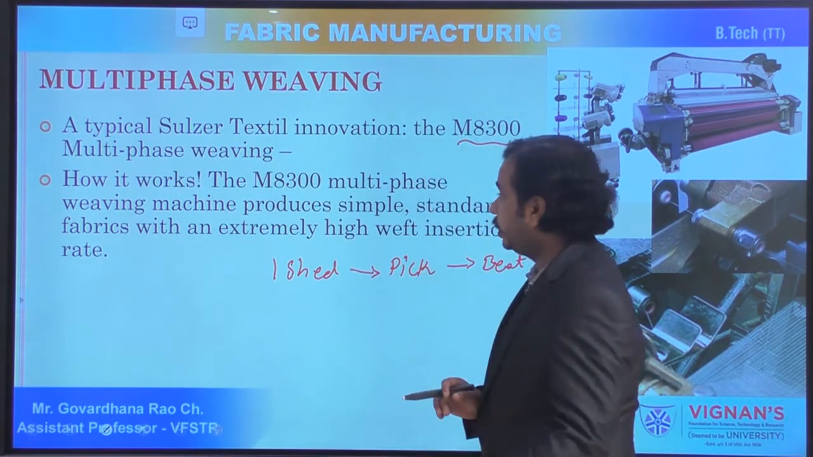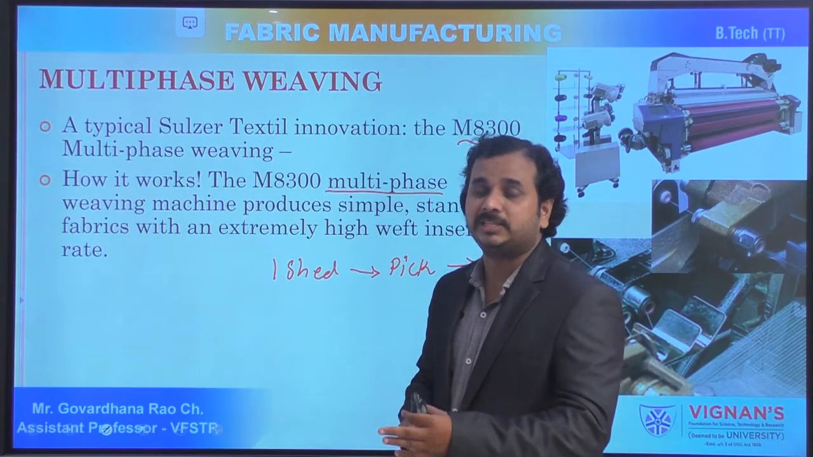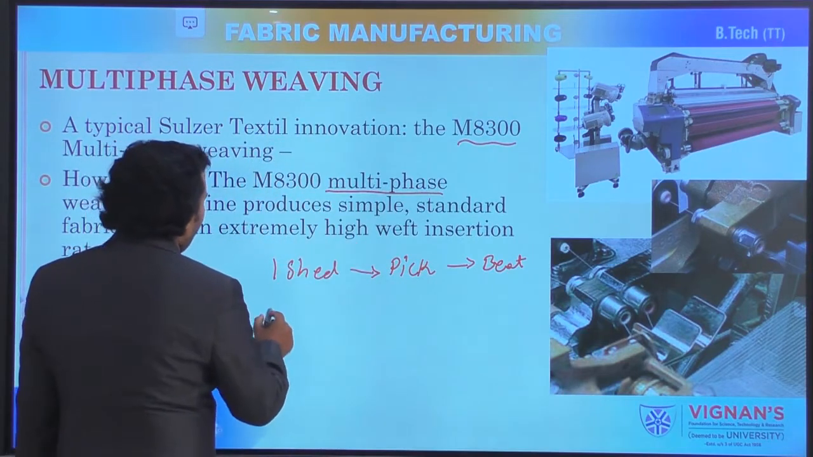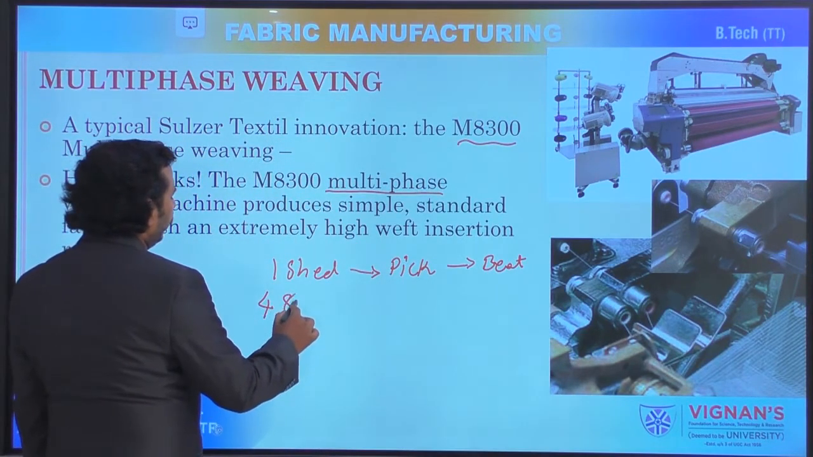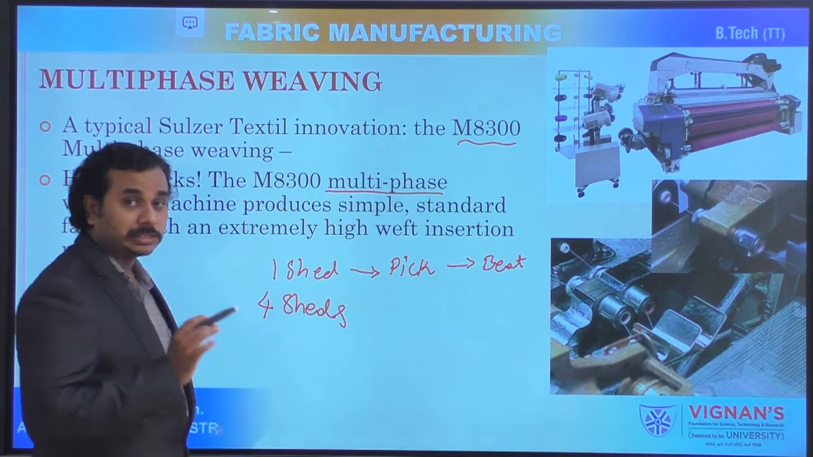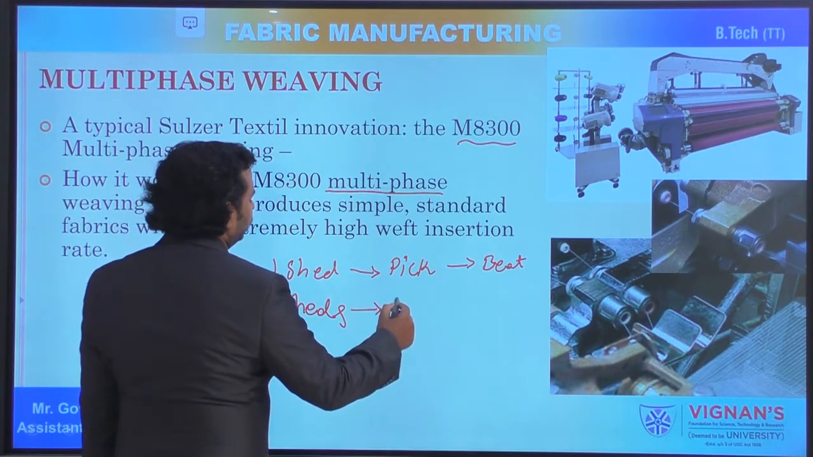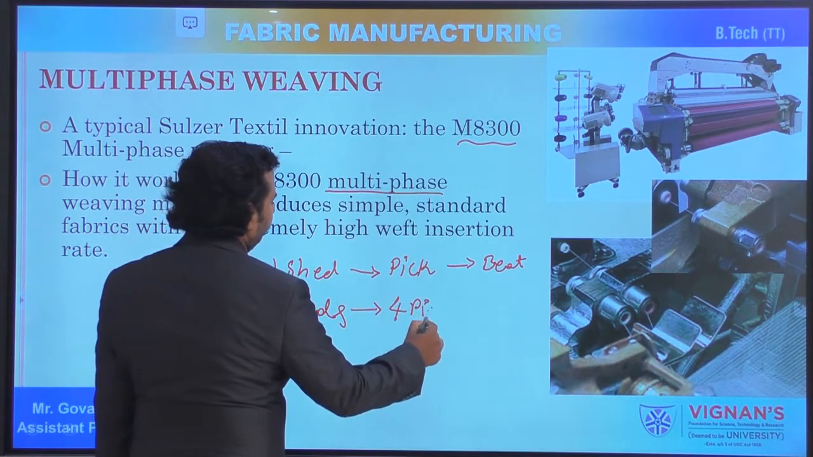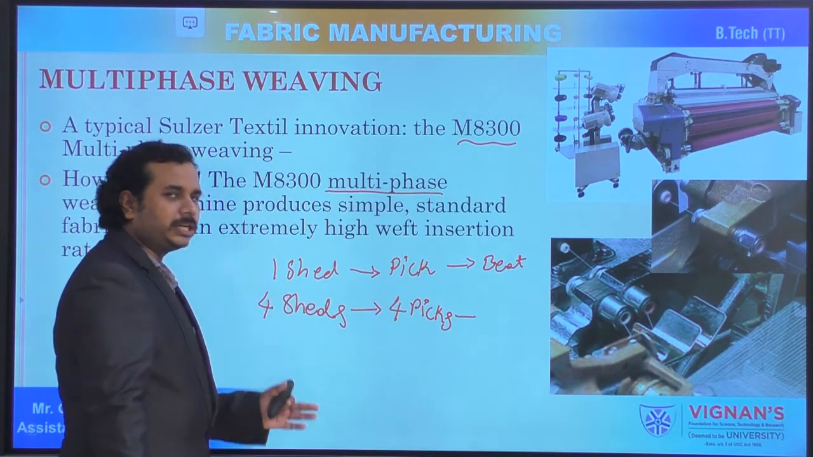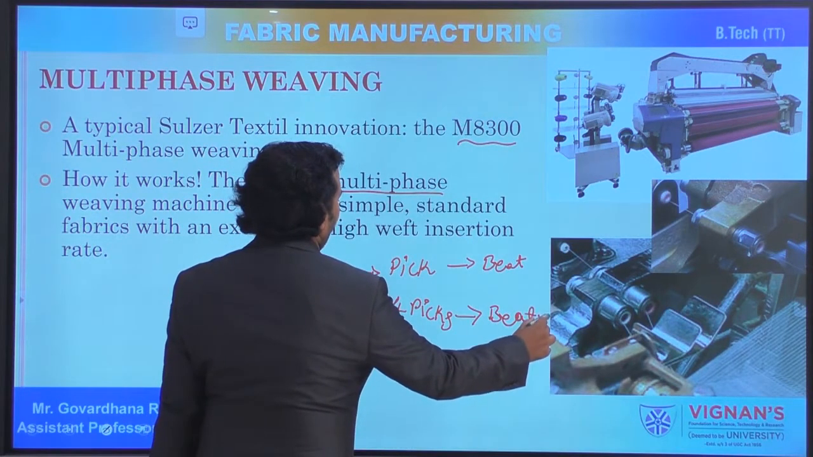But in the multiphase weaving machines, multiple sheds are opened. In the case of M8300, we open 4 sheds simultaneously at a time. In the 4 sheds, 4 weft threads or picks are inserted simultaneously, and these 4 inserted wefts are beaten up with the help of the beat up elements.